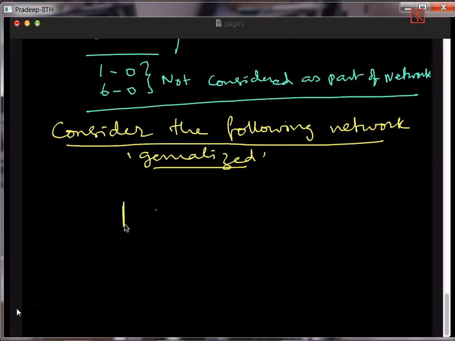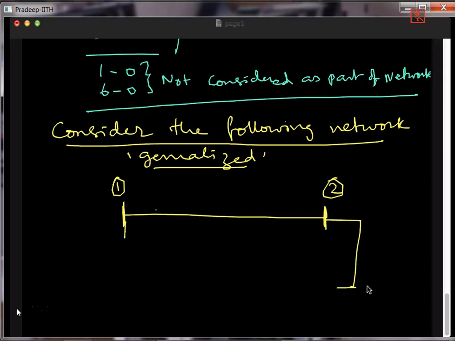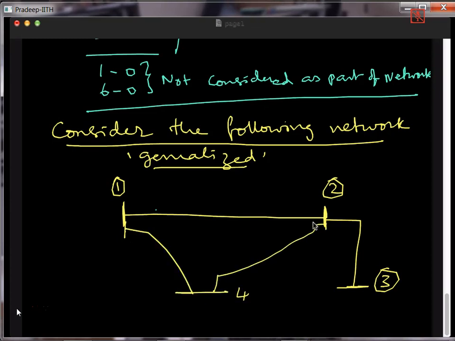So think of it as bus 1 and this is bus 2, and bus 2 is connected to bus 3, and there is also a bus 4. And bus 4 is connected to bus 2. So something like this. Imagine that this is your network.